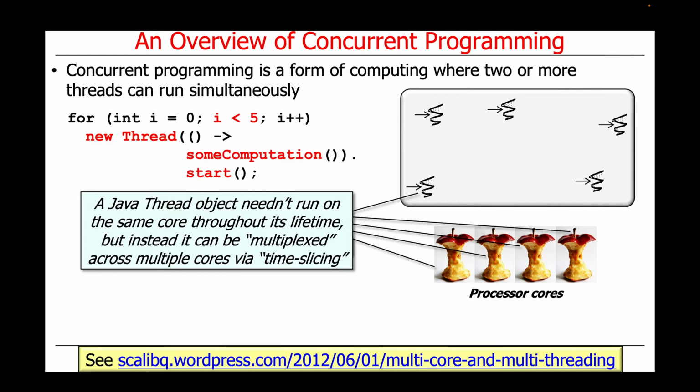The interesting thing here is that a given Java thread object doesn't have to run on the same hardware core throughout its lifecycle, but instead it can be multiplexed across multiple cores by something known as time slicing. So say one of the threads here could run on one of the cores for some period of time. When its time slice elapses, then it's preempted. It's perhaps put to sleep. Another thread gets to run on that core. And when that first thread is woken up later, when it's time to run again, it very well may be scheduled on a different core, depending, of course, on the algorithms and the behaviors that are programmed into the underlying operating system kernel and the Java thread scheduler.